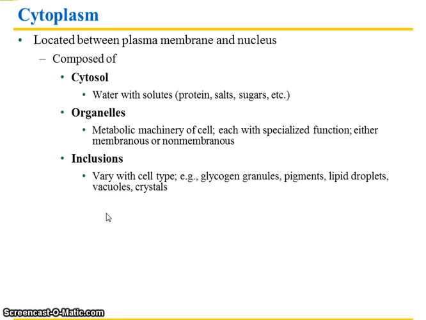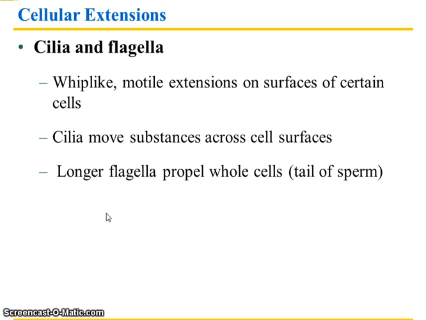Now that we've seen what's inside of the cell, let's look at what's on the outside of some. Some specialized cells will have cellular extensions, where their plasma membrane, because of the cytoskeleton, gives it a different shape for different purposes. So you've got cilia and flagella. Cilia are like these hair-like structures that move in a wave-like motion, and they push things across the surface of the cell membrane. Whereas with flagella, you'll just have one long extension that propels the cell itself.